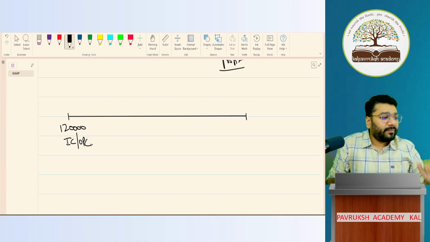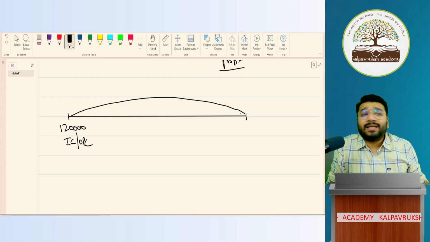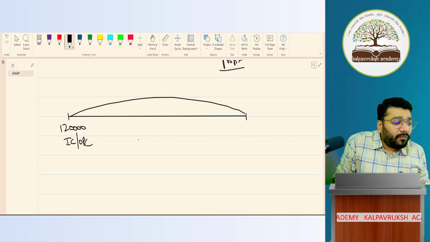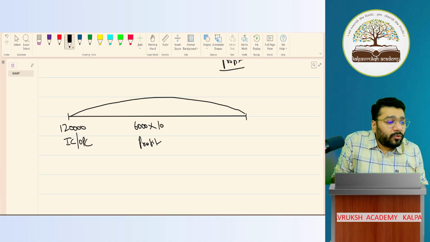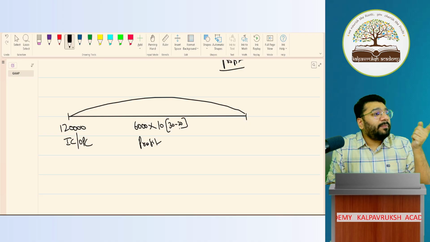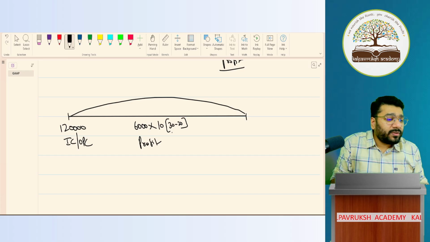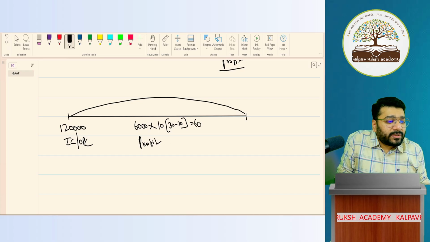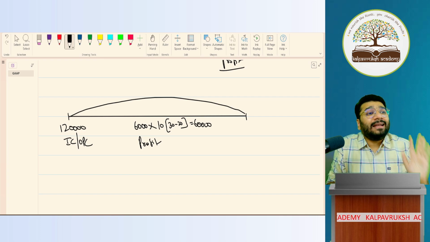Throughout the year, business has been done. What is the profit that has been earned? 6,000 chocolates we sold, sir. Profit for each chocolate is 10 rupees. How do we get this 10 rupees? 30 minus 20. 30 is the selling price. 20 is the purchase price. Selling price minus cost price is profit. Got it? 60,000 is the profit. Can you please tell me what is the total closing capital at the end of the year?